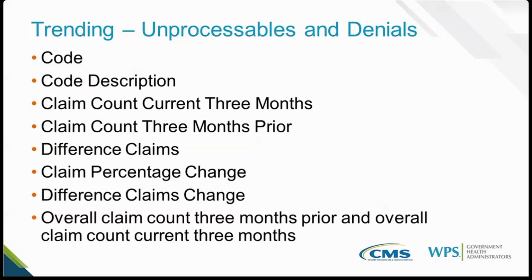And in those reports, it's going to give the code description, claim count for the current 3 months. It's going to show the claim count for the prior 3 months, the difference, the claims percentage, and the difference in the claims charge, the overall claim count 3 months prior, overall claim count for the current 3 months. Now that's a lot of words on one slide, so I thought if I actually showed you trending, it might be easier for you to follow all of these words. I like to see a visual, so I'm sharing with you a visual.